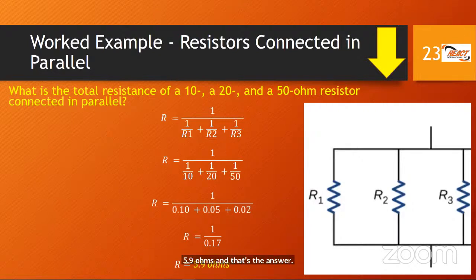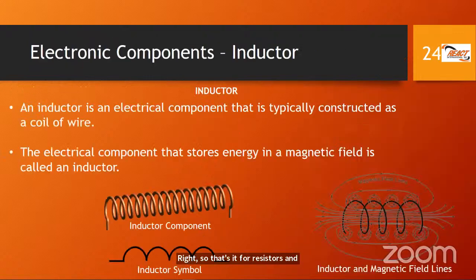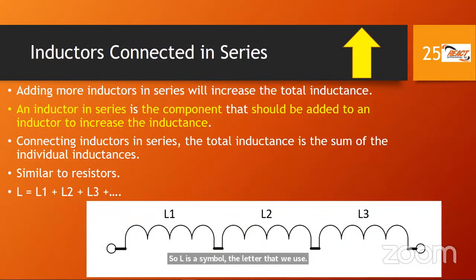Right, so that's it for resistors in series and parallel. Let's come to another component now, inductors. We would have covered this in the technician class, but we're just reminding ourselves what an inductor is. Well, this is what it looks like. It's a coil, right? And an inductor has inductance, which is measured in henries. L is the symbol, the letter that we use. Similarly to resistors, we can connect multiple of them in parallel or series.